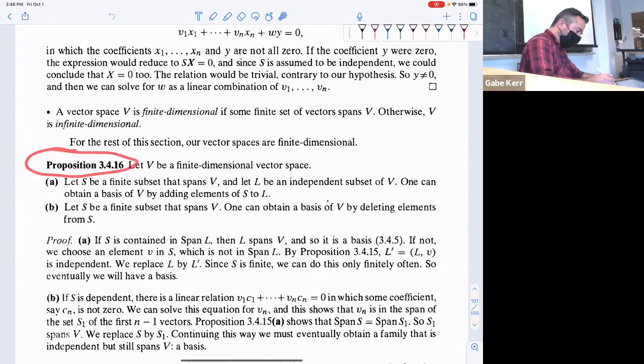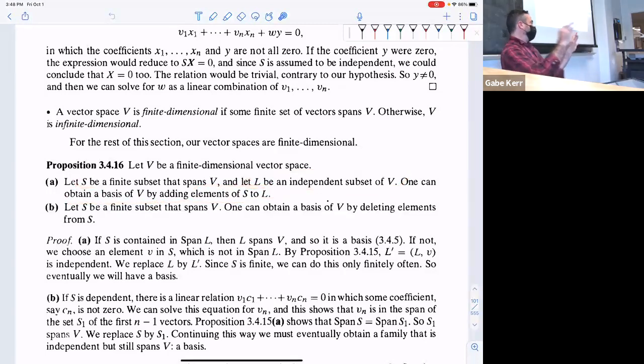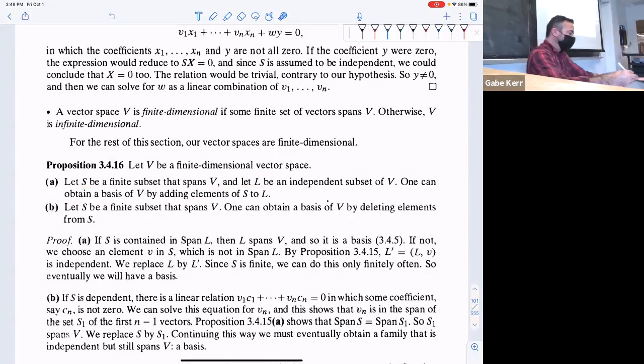This proposition: I have a finite subset that spans V. This is actually more specific. If you just take S to be any basis, really, but okay, you say L is an independent subset of V. One can obtain a basis of V by adding elements to L. So it says you can even just choose a basis S, for example, and you can do this. What I said is possible, you don't have to prove it in your exercise. You can just refer to this theorem. Proposition 3.4.16 says that what we're doing is legitimate.